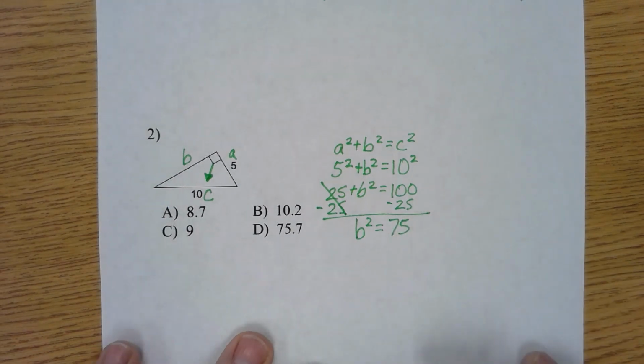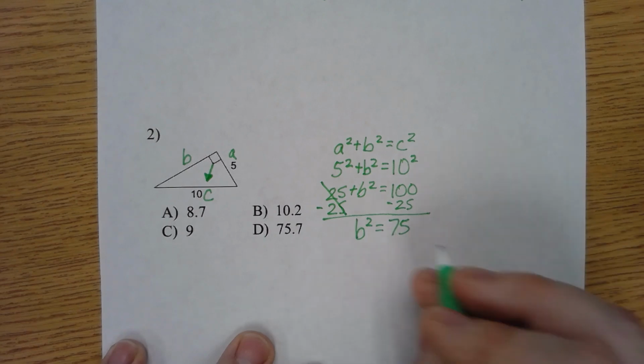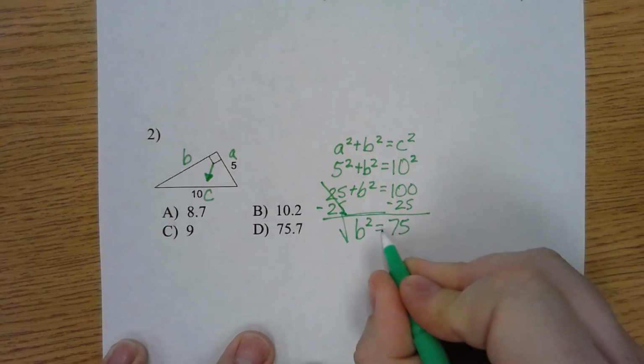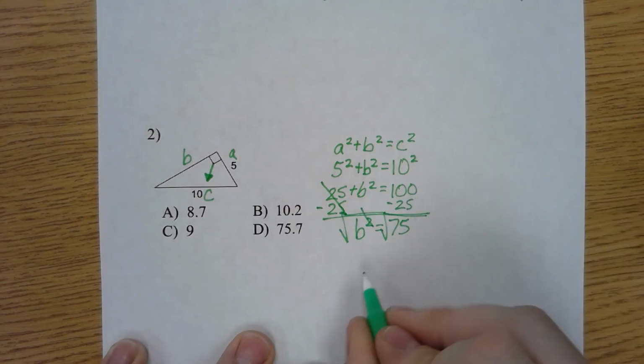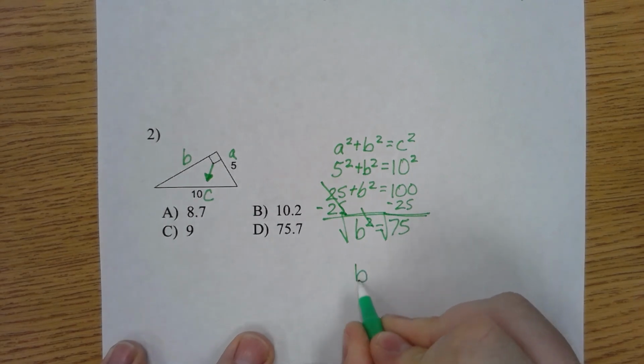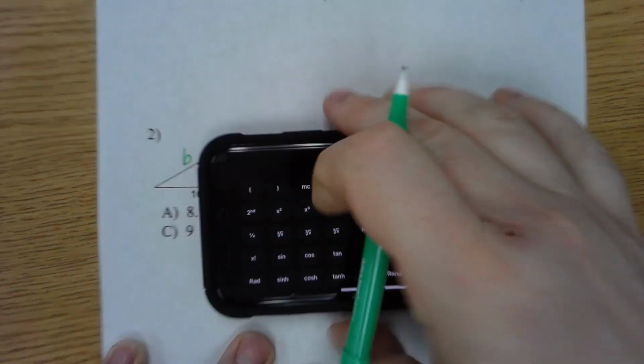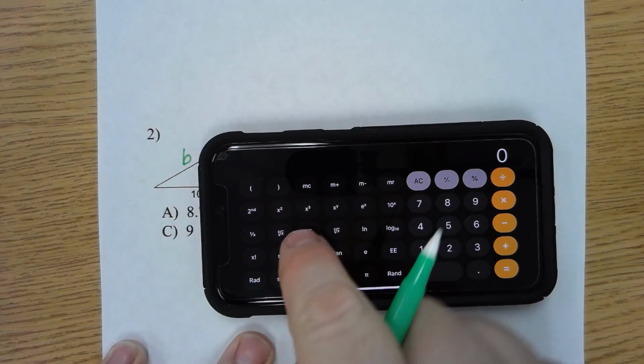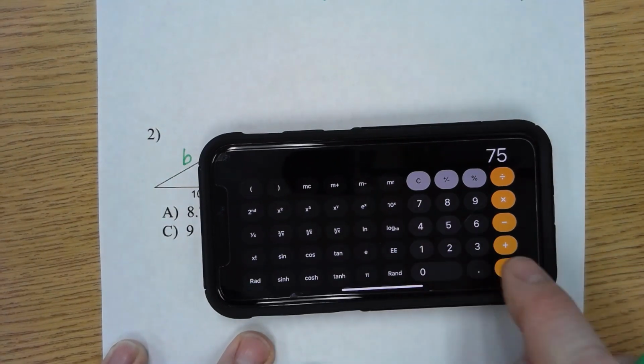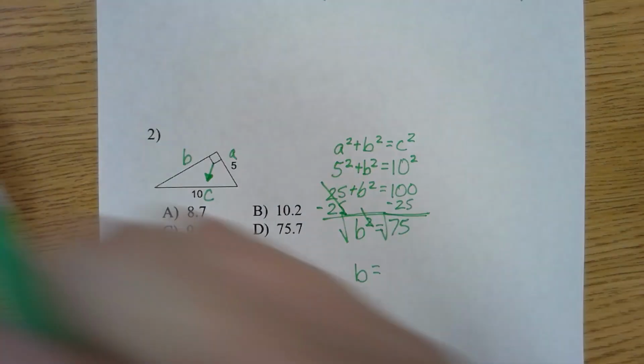Use your calculators if you need to. Again, this is not our answer. We still have to do one more step. We have to do the square root because this is squared. So I'll draw my square root. The square root of B squared is B, and then the square root of 75. I'm going to type it into our calculator again. The square root of 75 is 8.66.